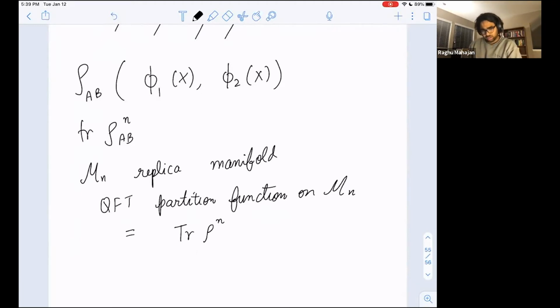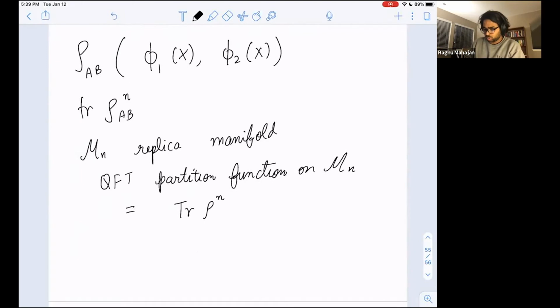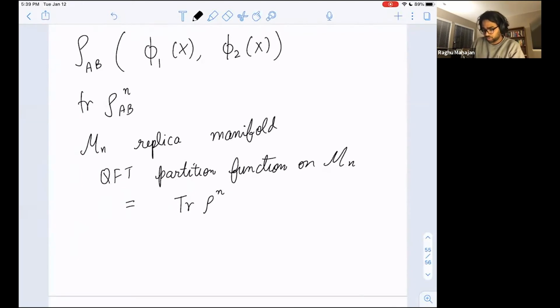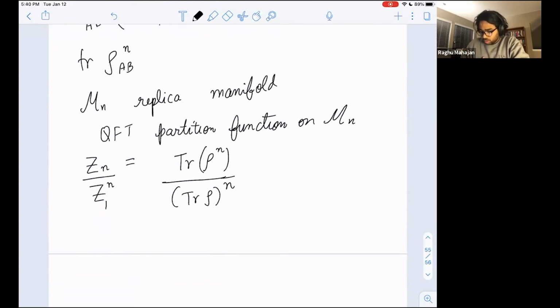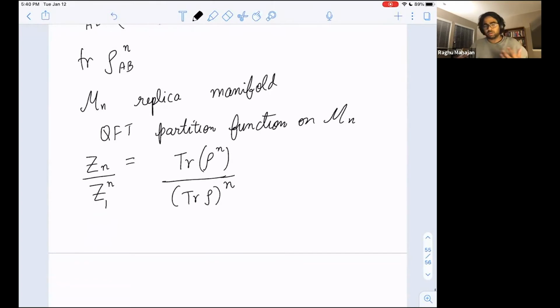But the rho defined this way may not be normalized. So if we denote this QFT partition function on M_n by Z_n, trace rho to the n is Z_n over Z_1 raised to the n. So this is like trace rho, whole, to the n. Usually trace rho is normalized to 1, but if it's not, then this is how we should compute it. So fine, we just need to compute the partition function of a complicated QFT.